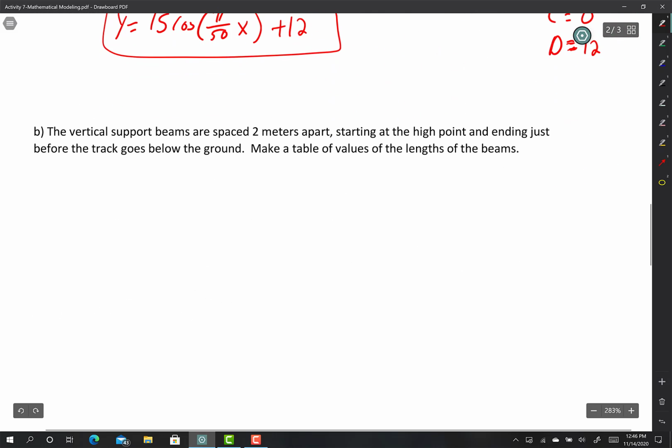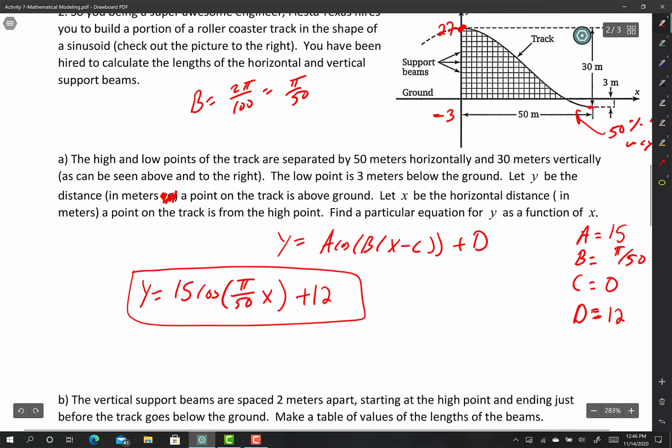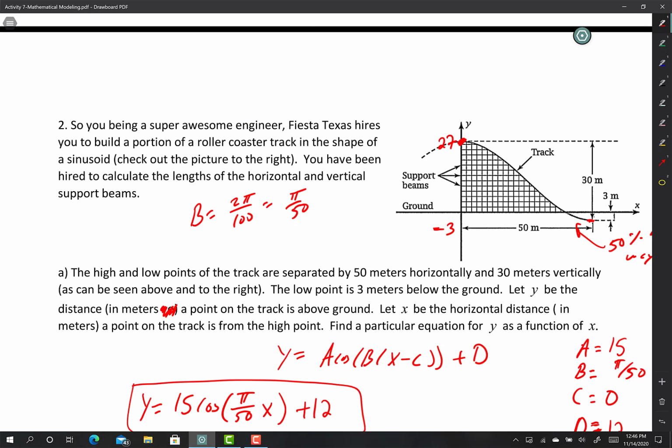The next, letter B, says the vertical support beams are spaced 2 meters apart, starting at the high point and ending just before the track goes below the ground. Make a table of values of the length of the beams. Okay, so x is like my position of the beam. They tell me that it's 2 meters apart, and then this is going to be the vertical height of the beam. Now I know the very first beam that I have here, and by the way, this is not drawn to scale.